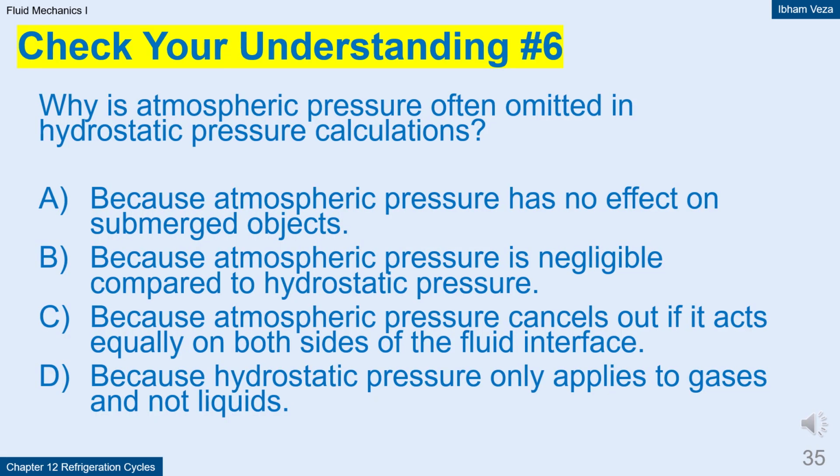Check your understanding number 6. Correct answer? C, because atmospheric pressure cancels out if it acts equally on both sides of the fluid interface. Explanation of incorrect options. Option A. Atmospheric pressure does affect submerged objects, but it is not included in calculations when it cancels out on both sides.